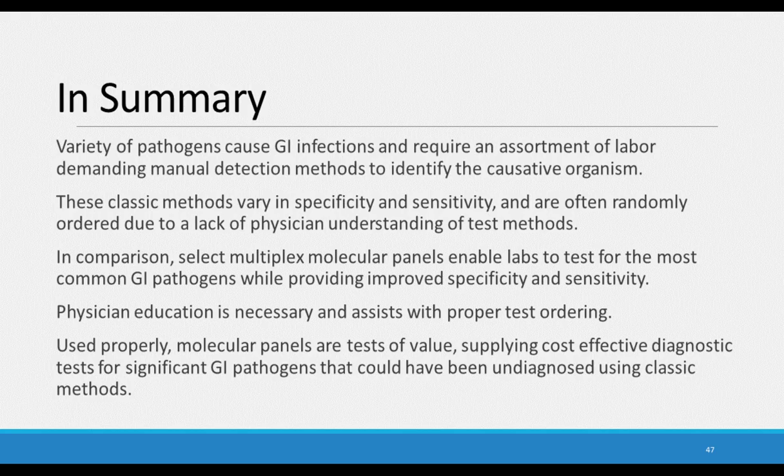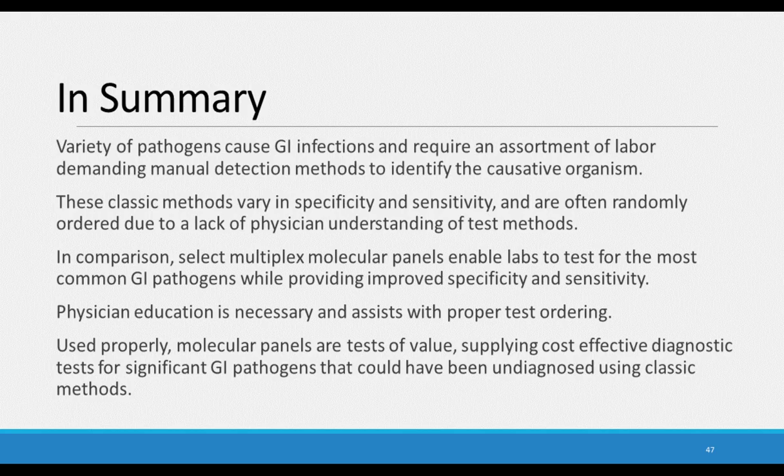So in summary, I presented that there's a variety of pathogens that cause GI infections, and they require an assortment of labor-demanding manual detection methods to identify the causative organism. Classic methods vary in specificity and sensitivity and are often randomly ordered due to a lack of physician understanding of these test methods. In comparison, if you decide to use a select multiplex molecular panel, it can enable your laboratory to test for the most common GI pathogens while providing improved specificity and sensitivity.